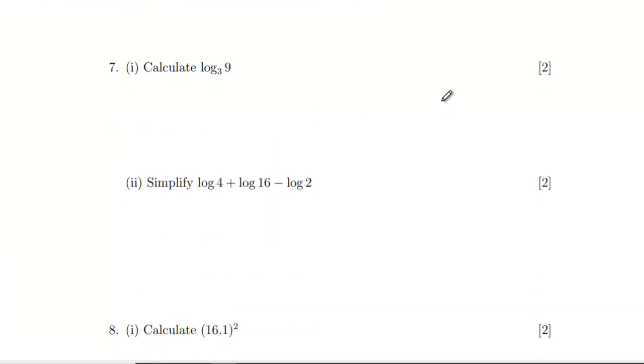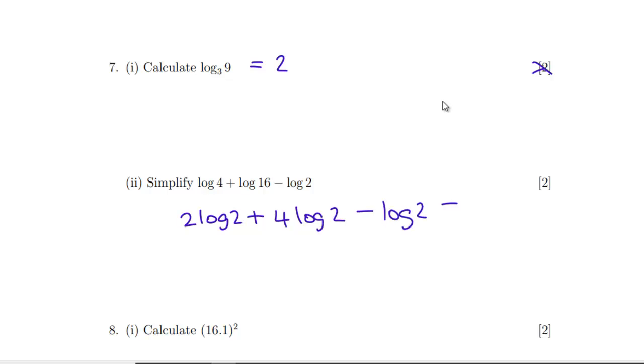Question 7 is our standard log question. So what power do we have to raise 3 to get 9? 2. You get 2 marks for doing that. Jeez. Simplify this. So let's get everything here into log 2s then. So we've got 2 log 2. Then we're adding on 4 log 2. And then we're taking off log 2. So we've got 5 log 2.